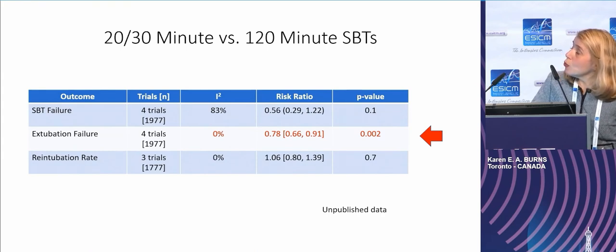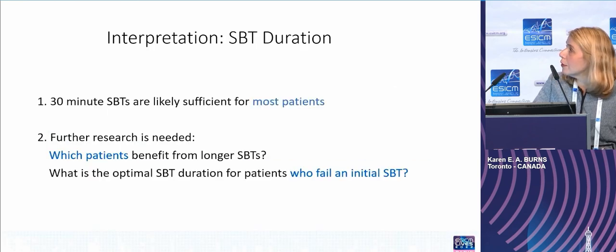We found that a 20 versus 30 minutes, some trials use 20 minutes, some use 30-minute SBT duration as the short arm versus 120-minute SBTs as the longer duration arm, that there was really no difference between them with regard to whether patients passed or failed an SBT and the reintubation rate. But again, shorter SBTs seem to result in fewer extubation failures, and this did achieve statistical significance. So this hasn't been published. It was just for fun that I pulled all of this together.